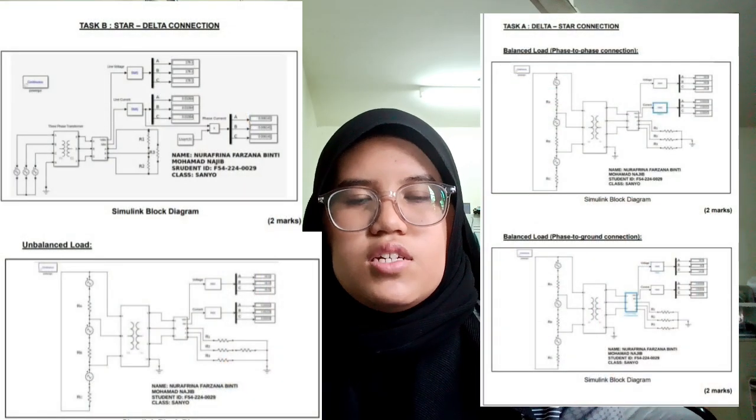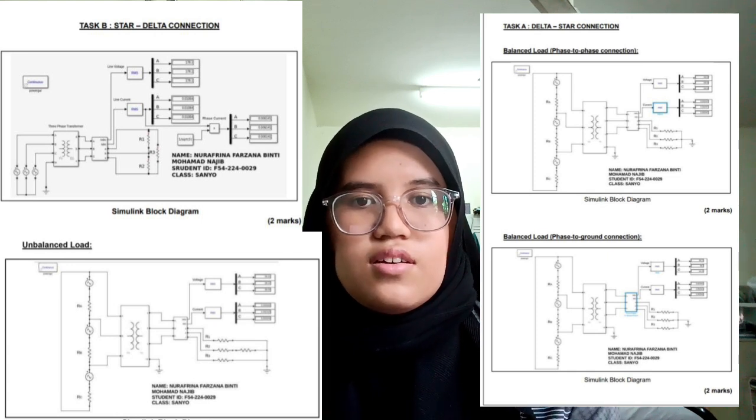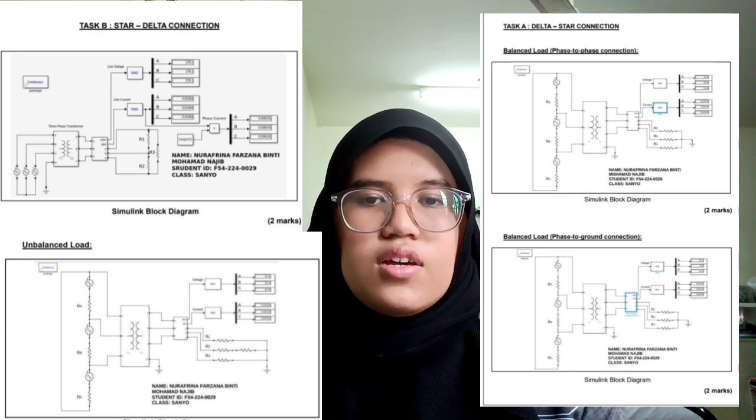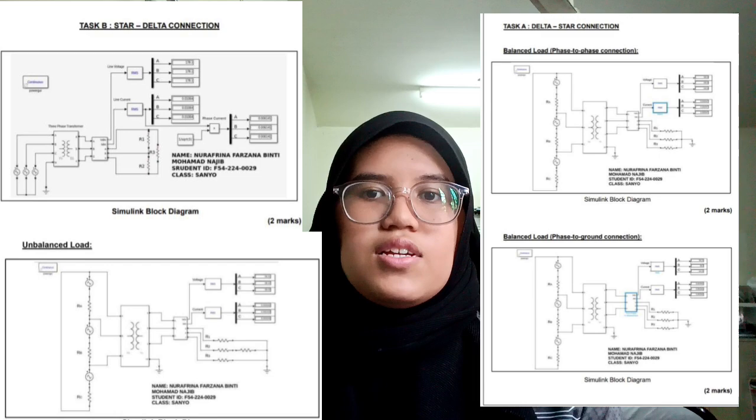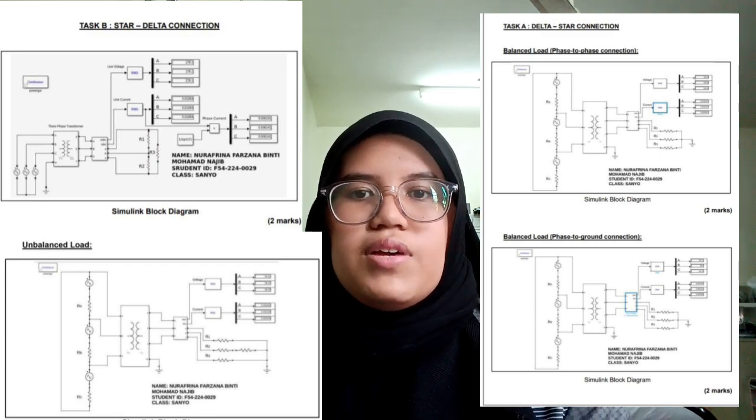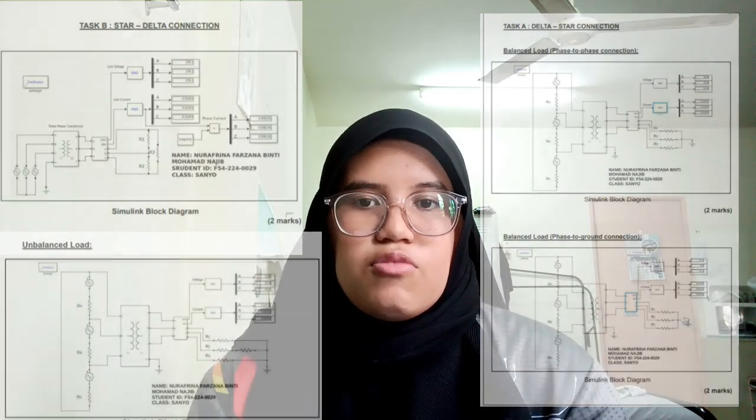We set up simulation models for both delta star and star delta configuration. You can see the simulating block diagrams in my report. We look at both balanced and unbalanced load condition. We measured things like line currents, phase current, line voltages, and phase voltages. The cool thing was that we could see how changing the load resistance affected the currents and voltages in real time within the simulation. Okay, so let's dive into the differences between delta star and star delta.